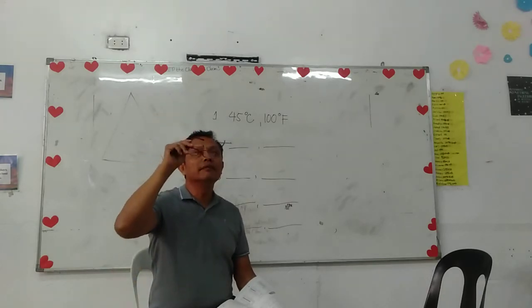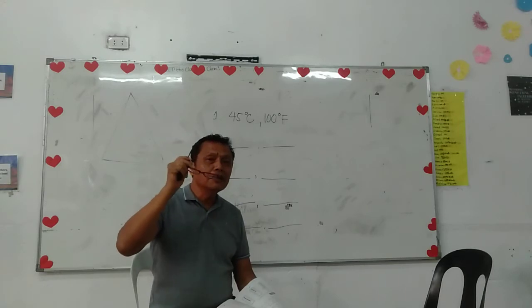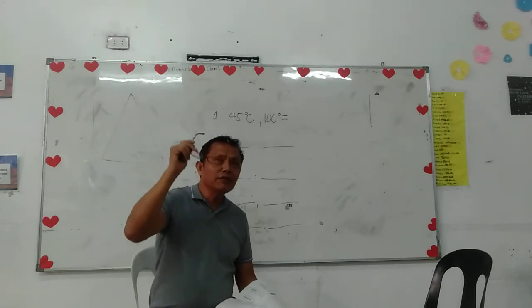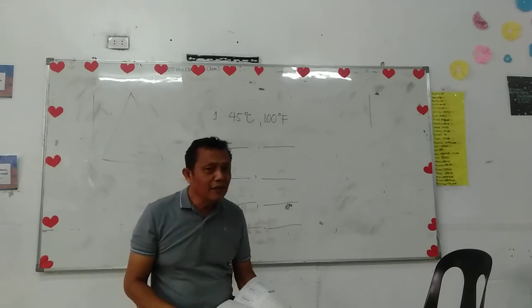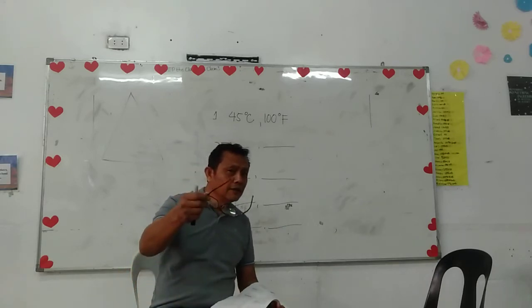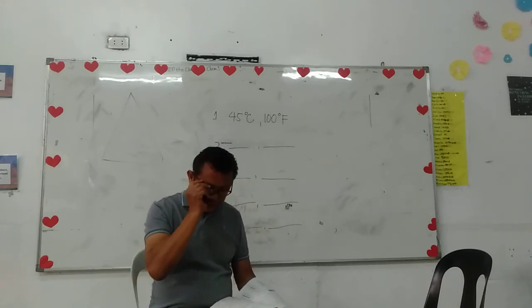40, then you have 39, then you have 38, then you have 37. So from 40 down to 37, how many degrees? Correct? You're right. Write it down. 3 degrees centigrade. Number 1 is 3 degrees centigrade.